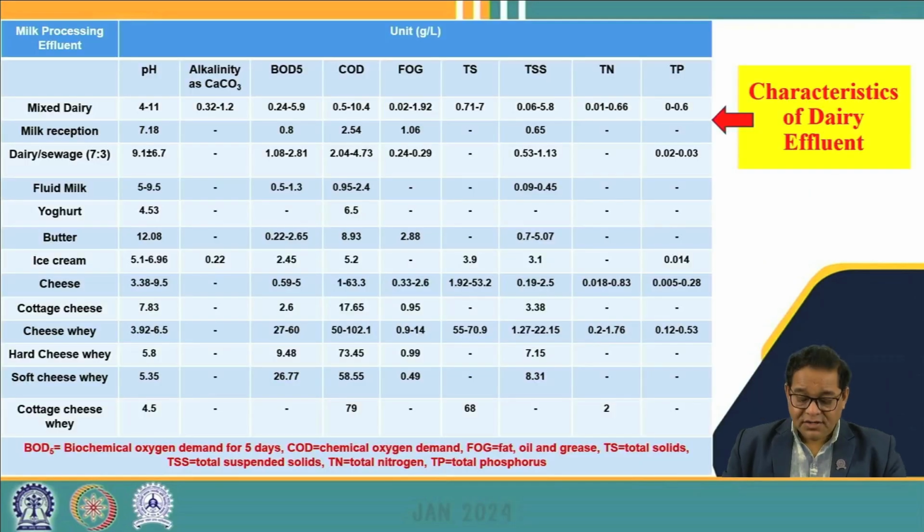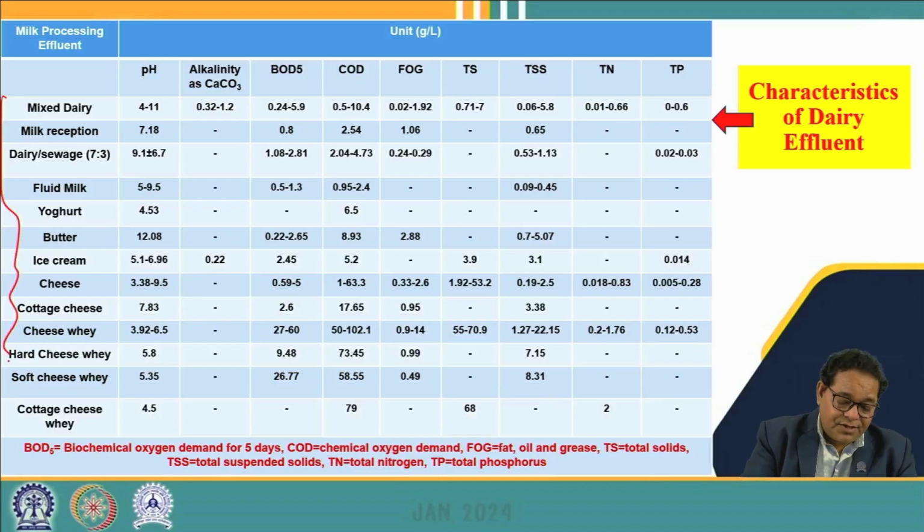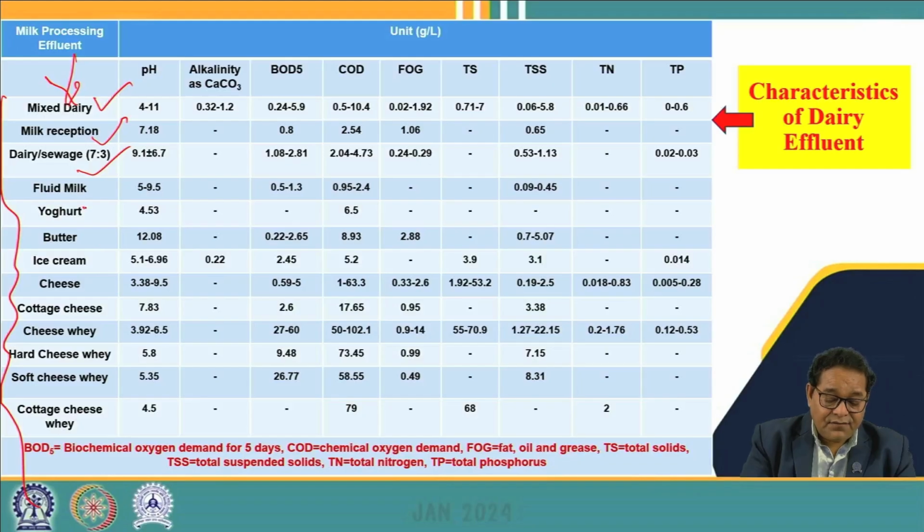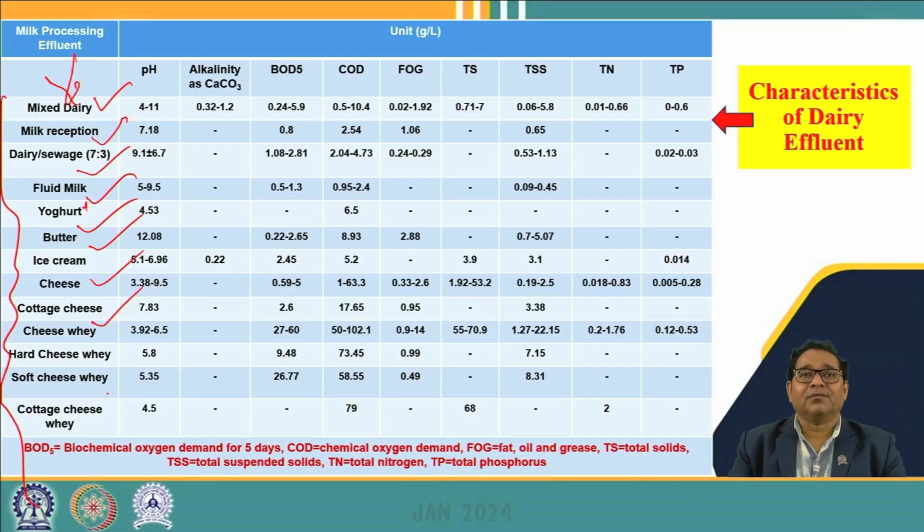If we see the overall characteristics of the wastewater generated from different types of milk products, in the first column there are mixed dairy, milk reception, fruit milk, yogurt, butter, ice cream, then cheese, cottage. So there are a number of types of milk processing carried out for producing different types of dairy products.